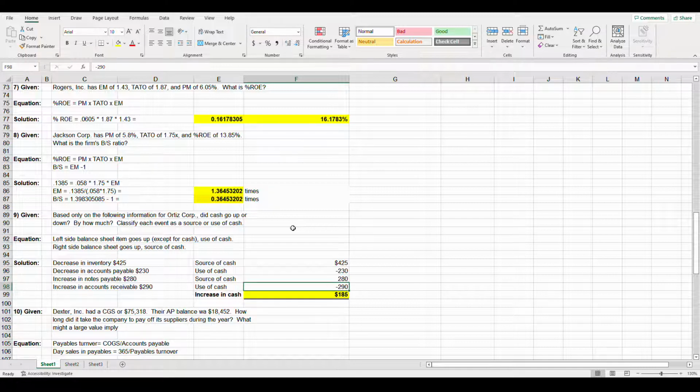And my accounts receivable, a left side balance sheet item going up, that's a use of cash. So negative $290. Add all these together, and I get a total increase of cash of $185. And there are your answers to problem 789.